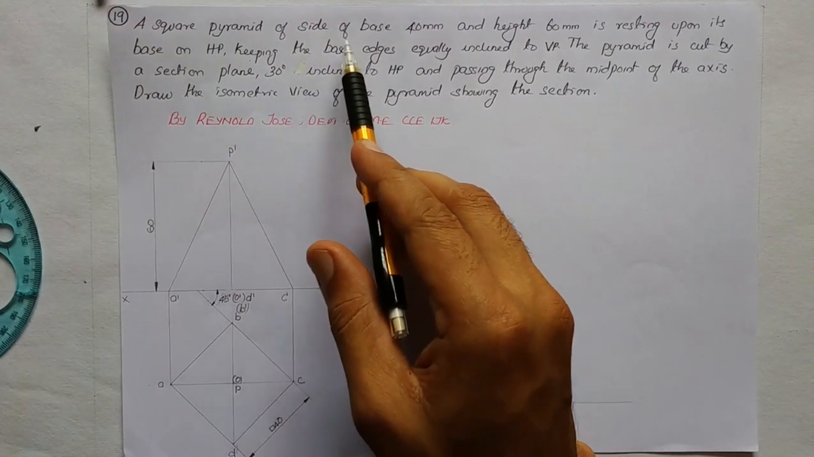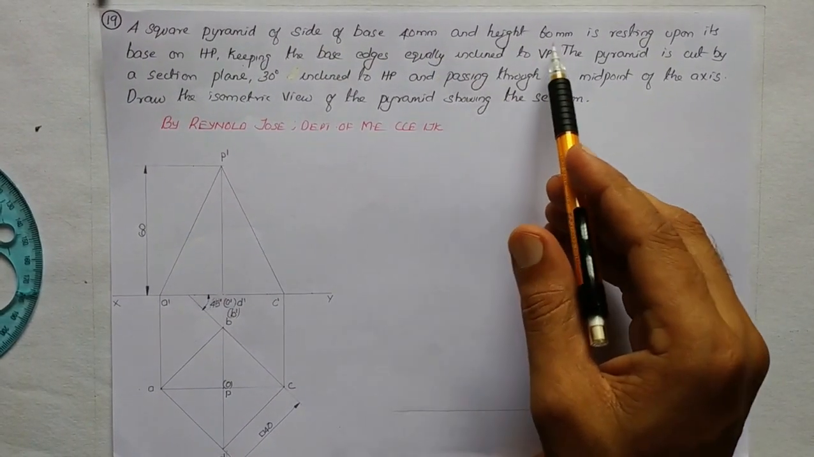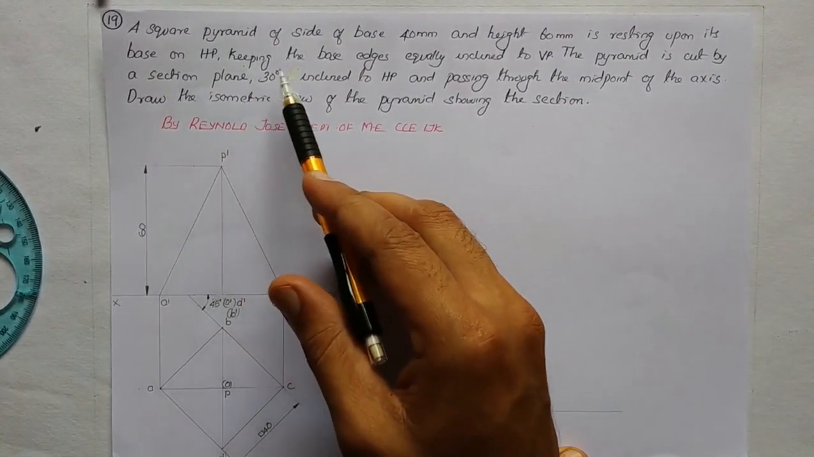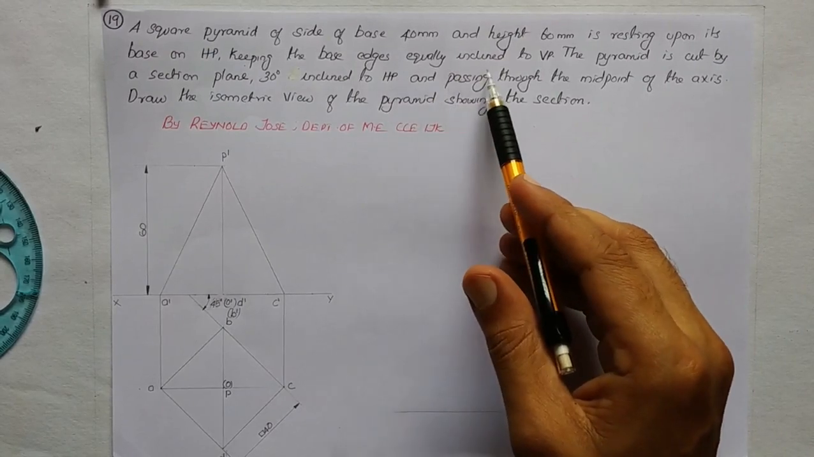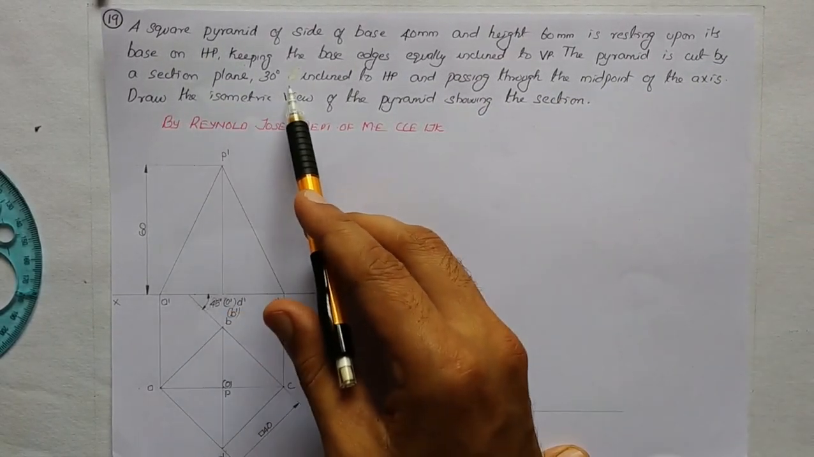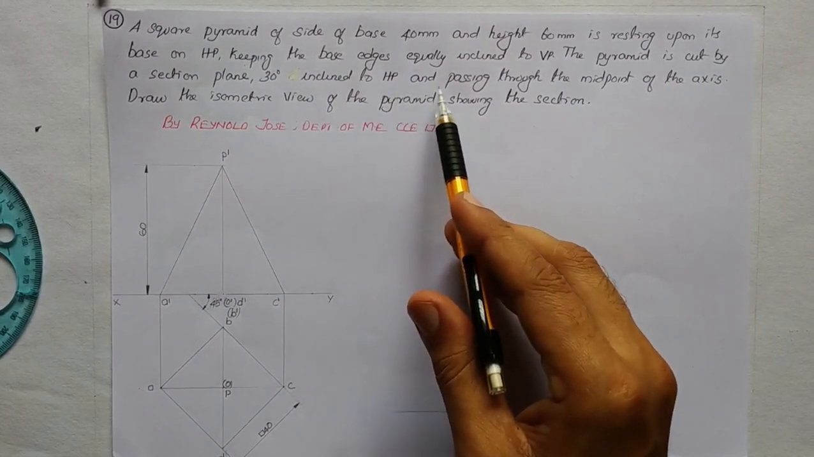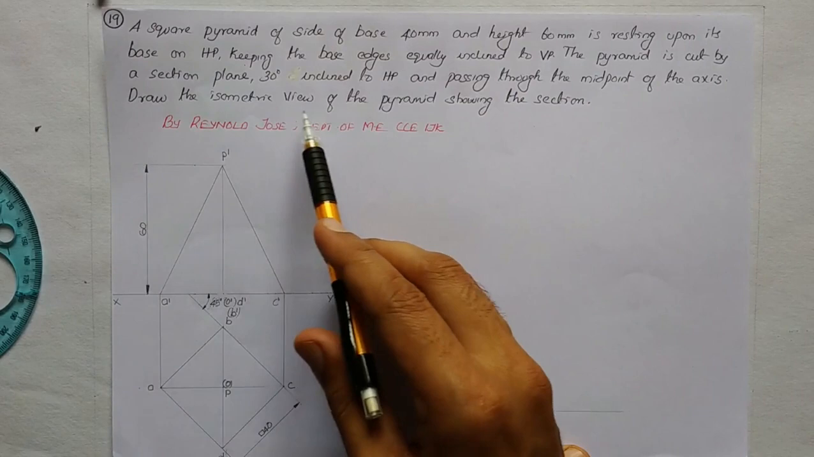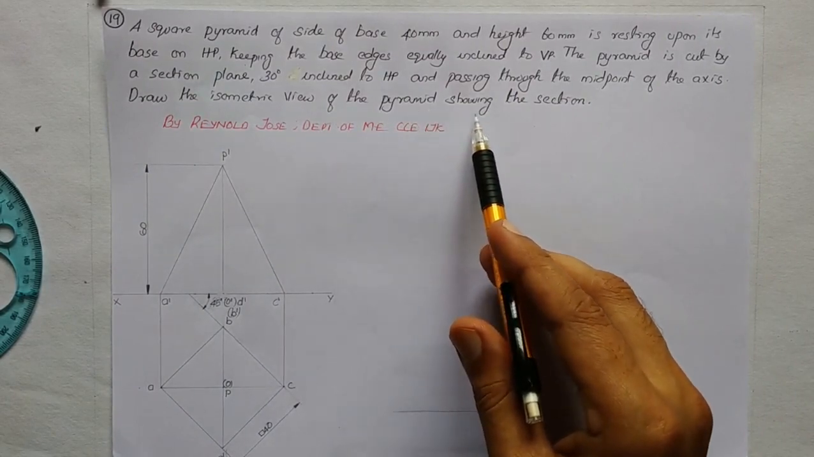A square pyramid of side of base 40 mm and height 60 mm is resting upon its base on HP, keeping the base edges equally inclined to VP. The pyramid is cut by a section plane 30° inclined to HP and passing through the midpoint of the axis. Draw the isometric view of the pyramid showing the section.